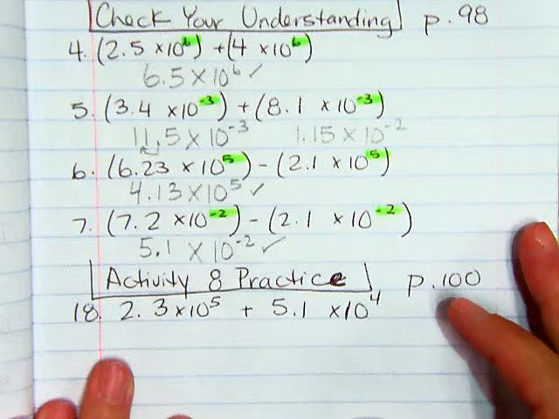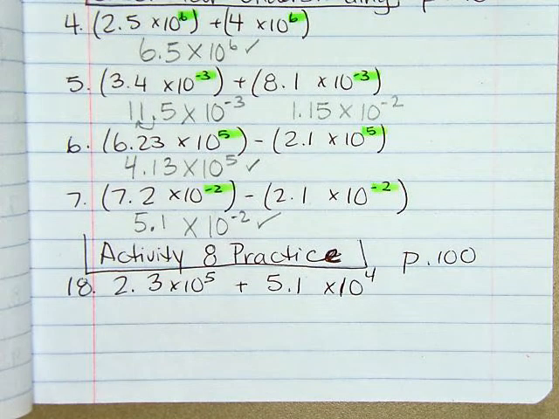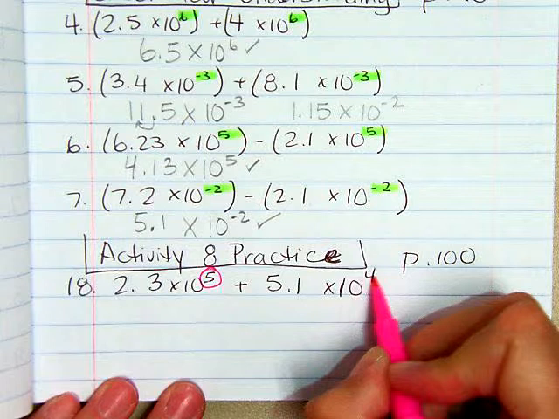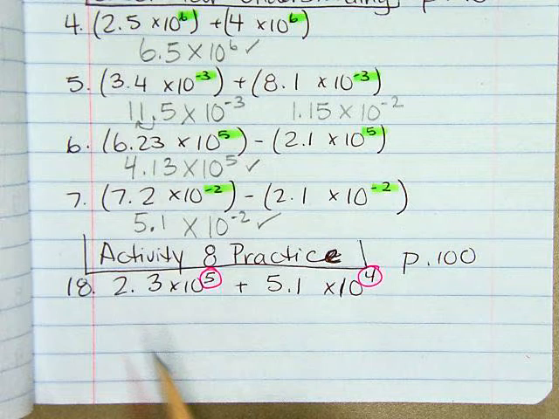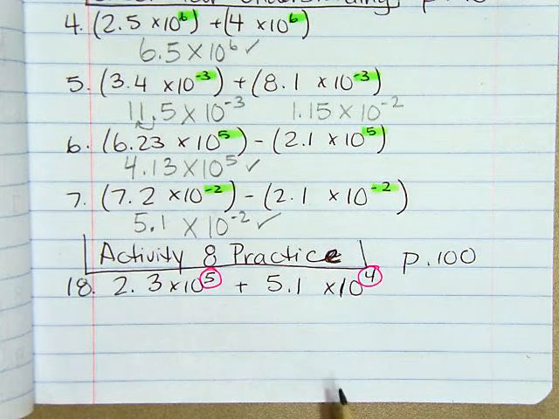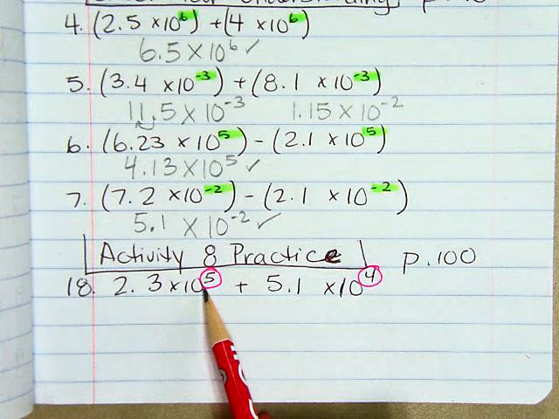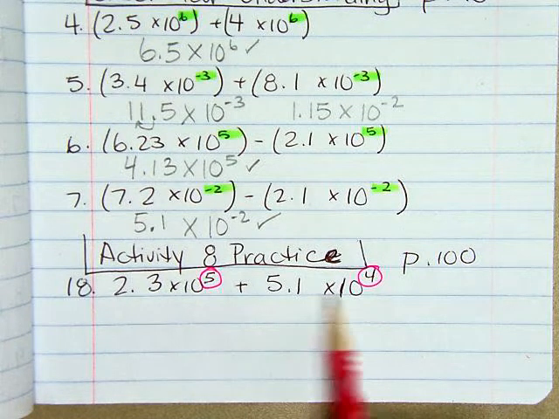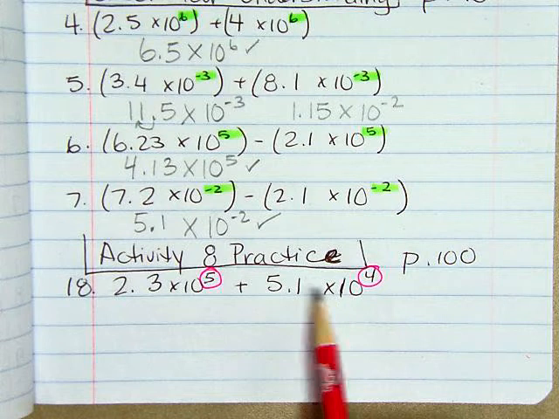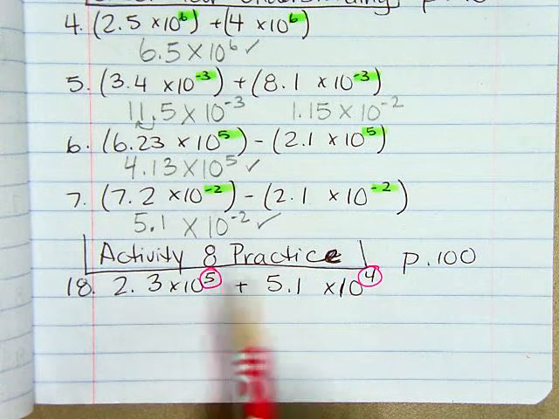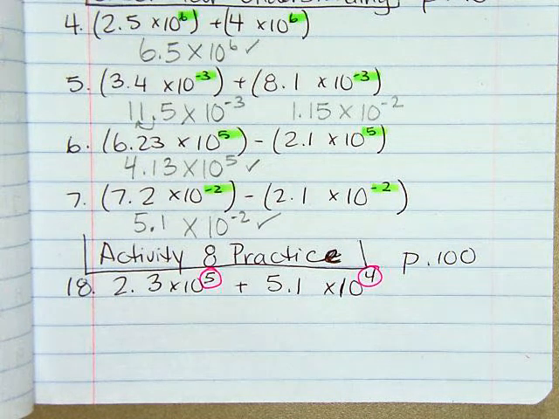Okay, so let's do one where I need to change my exponents. If you look here, they're not the same. I need to make them the same. Now, I've said this in class several times. It does not matter which one you keep if you change the other one. I can keep this one the same and change over here, or I can keep this one the same and change this one. So it doesn't matter, you will get the same answer no matter what.